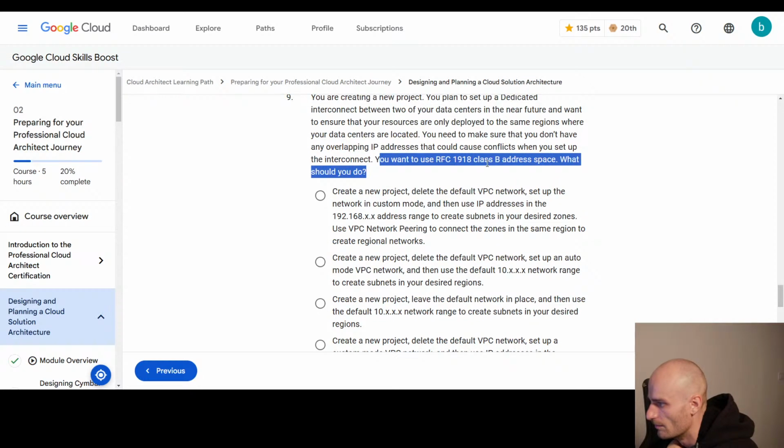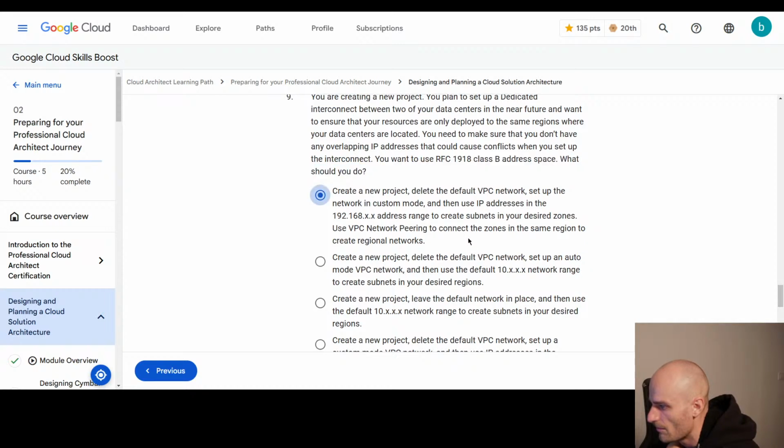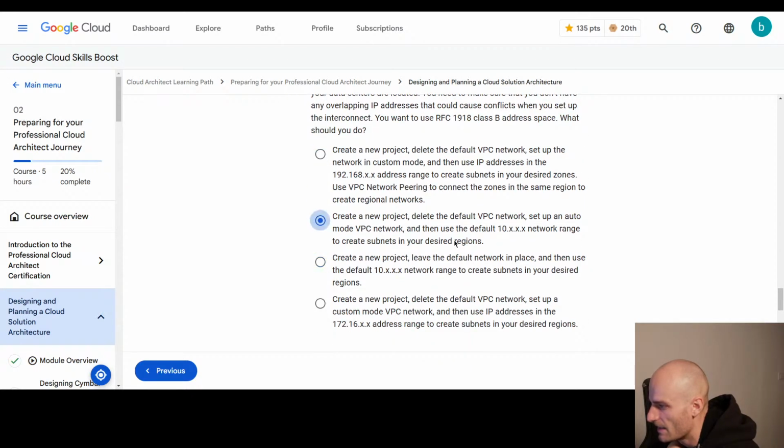Class B address space. This is class A. I'm not sure if it's class B, this one. Let's check.